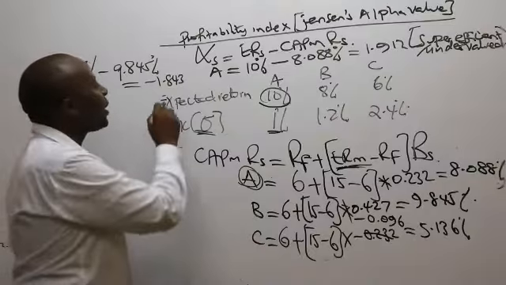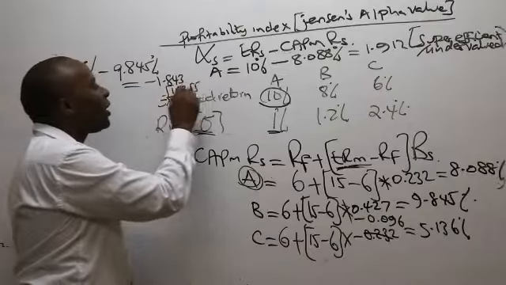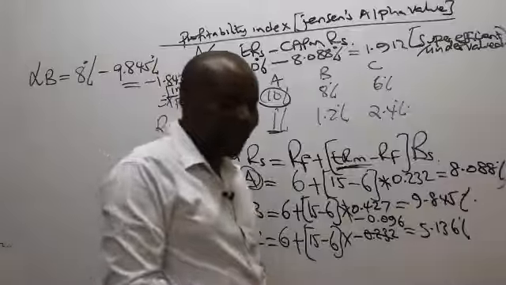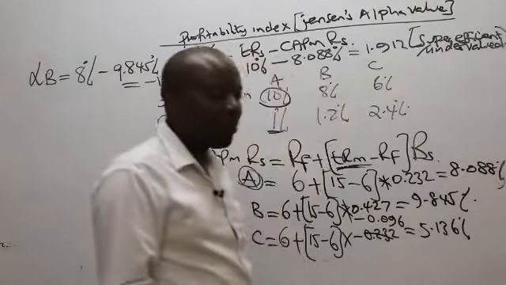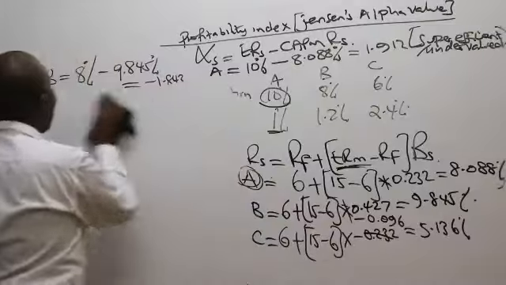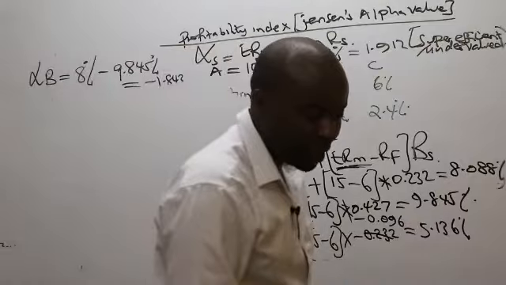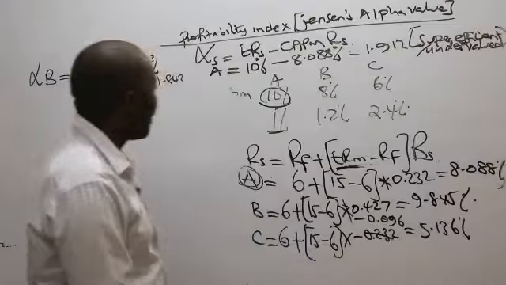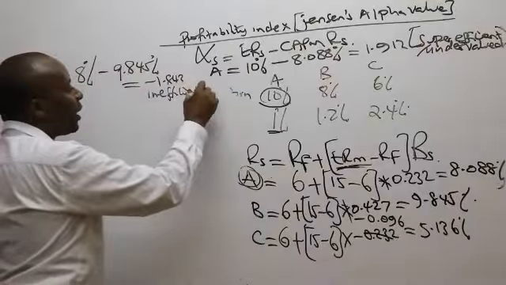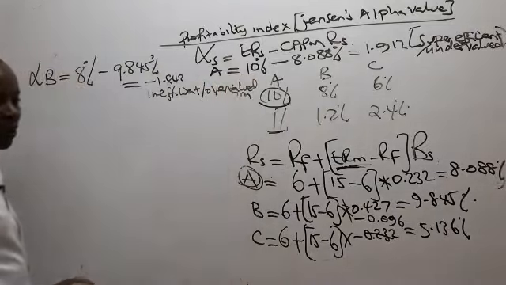So straight away, I'll tell my examiner that this is an inefficient security and I can't recommend it. I won't recommend it at all. Ladies and gentlemen, from there we go to the next one. Of course, if it's inefficient, it means that it is a security which is overvalued.